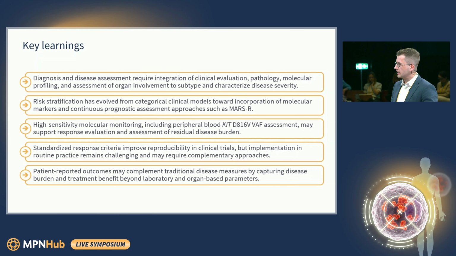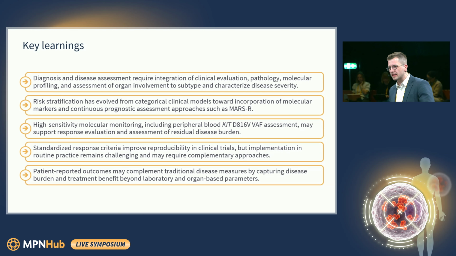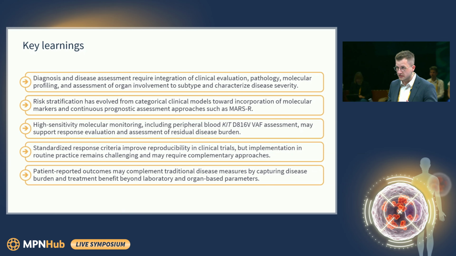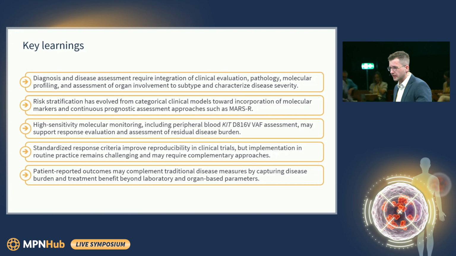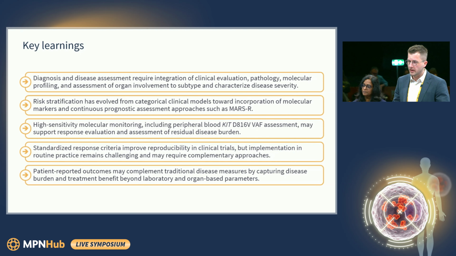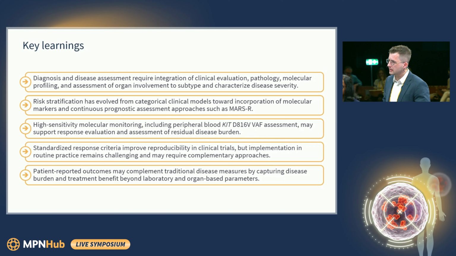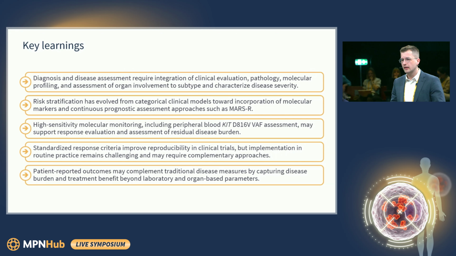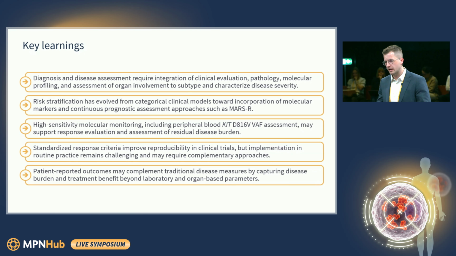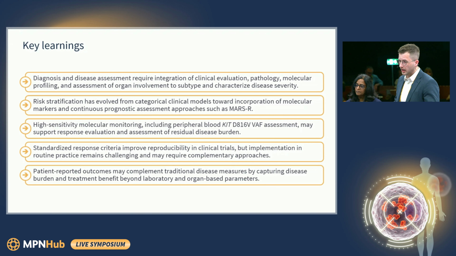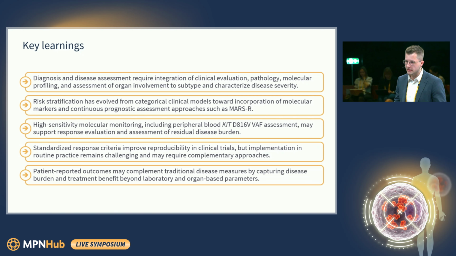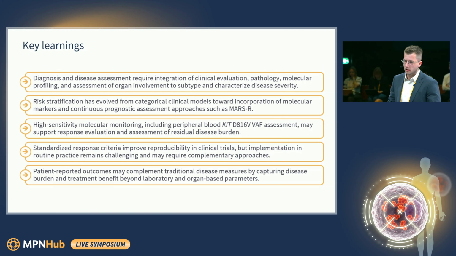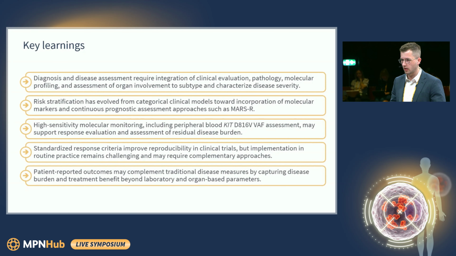So this brings me to the key learnings. Diagnosis and disease assessment require an integration of several parameters. For risk stratification, we have the MAS-R now available. We should use highly sensitive methods to detect and then also measure KIT D816V during the disease course. For clinical trials, we have those standardized response criteria, which are challenging to implement in the daily clinical routine, but can be substituted by other parameters. And of course, we need to use the patient-reported outcomes to measure the symptom burden in our patients.